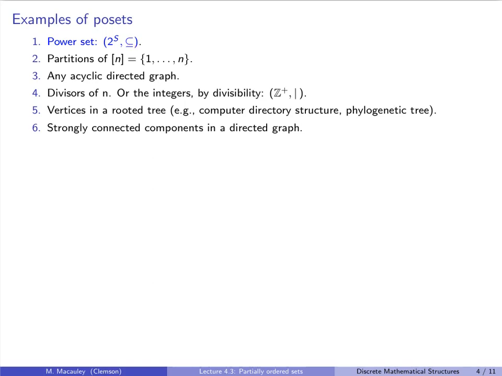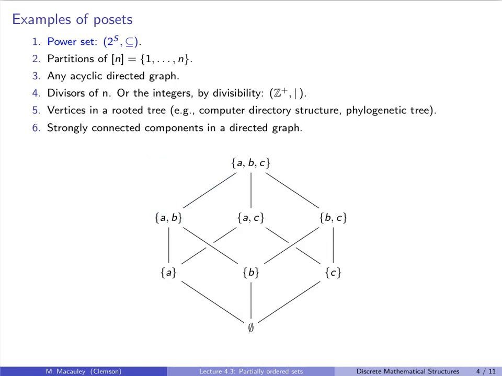In other words, we say that A is less than or equal to B if and only if it is a subset of B. Here is an example where the set S is the three-element set containing A, B, and C.